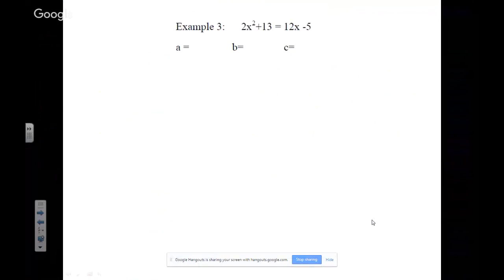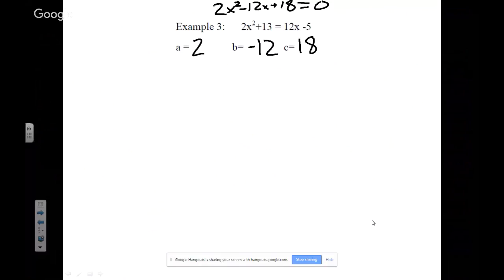So the next example that we're going to look at, again, we don't have it quite in the form that we want. So to get there, we want to subtract 12x from this side and bring it over here. We also want to add the 5 over. So then we're going to end up with 2x squared minus 12x plus 18, and that's going to equal 0. And that's going to give us the form that we wanted. So then from there, we can determine our a, b, and c. A is going to be 2. B is going to be negative 12. And c is going to be 18.